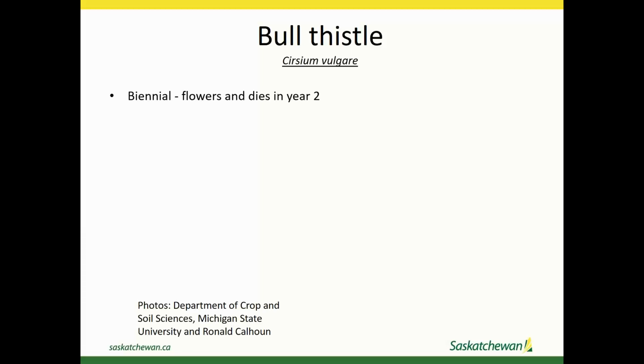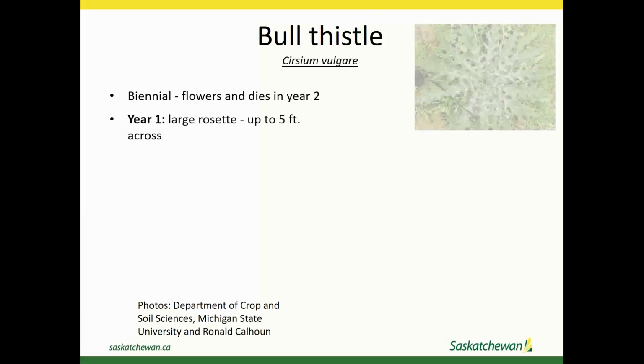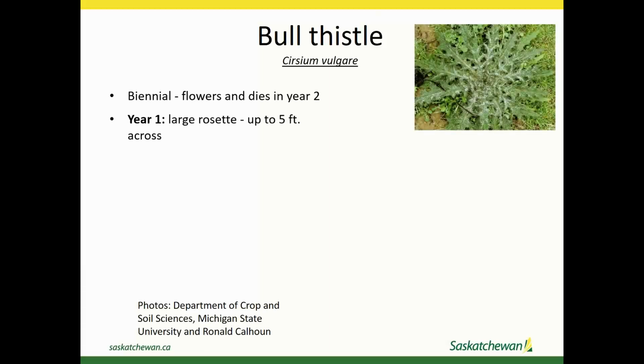Bull thistle is a biennial. So essentially what that means is it grows as a rosette in year 1, and then it produces flowers and seeds in year 2, and then dies. So it's only alive for 2 years and then relies on seed production to reproduce. Rosettes of bull thistle can be very large. They can be up to 5 feet across, and they tend to be very hairy and very spiny.